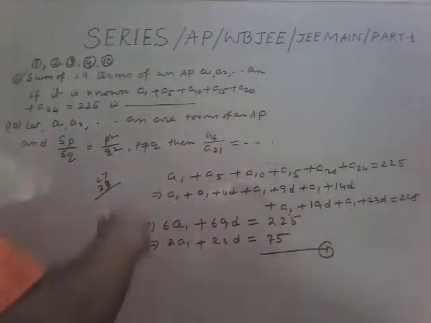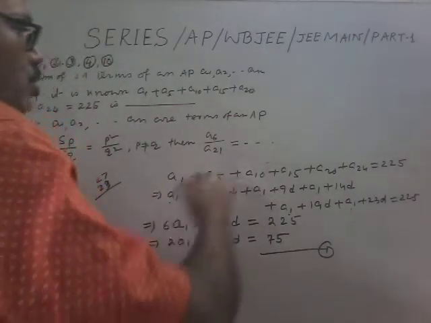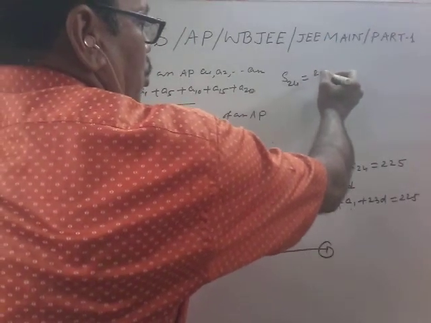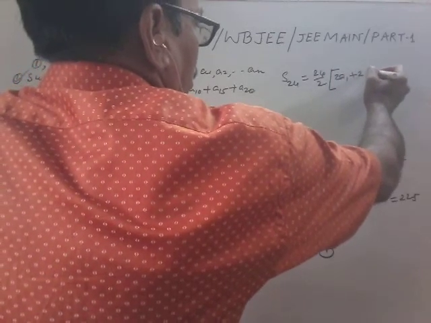Now we have to find the sum of 24 terms. So S24 equals 24 by 2 into (2a1 plus 23d).